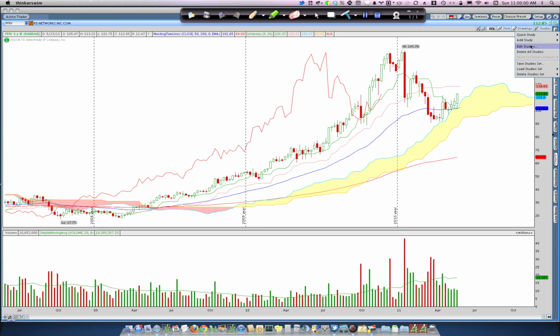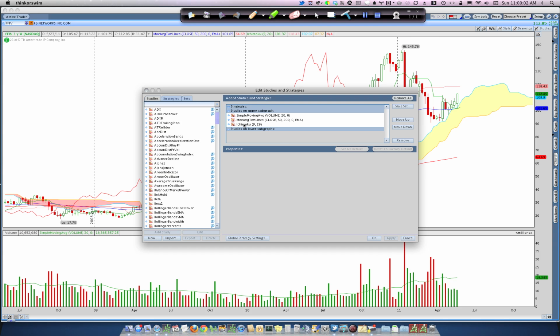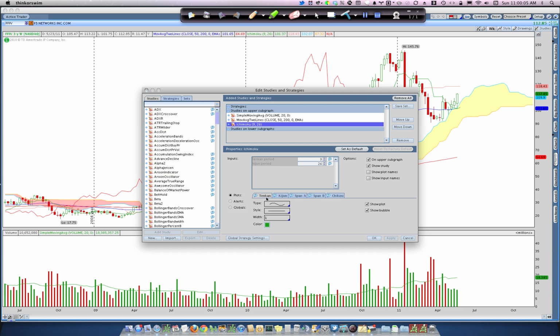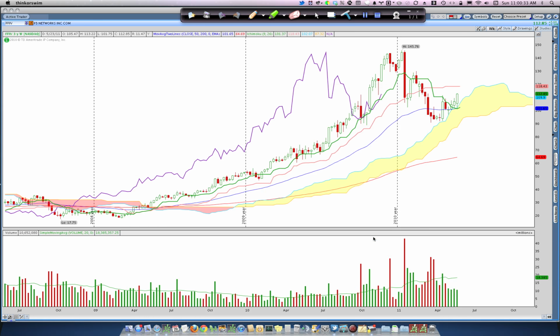Let's go into the studies and let's edit the studies. Let's take Ichimoku and let's just change our line colors. Let's take the Tenkan-sen and let's keep it green, but let's give it a 2 thickness. The Kijun-sen, we can keep it pink. Let's give it a 2. And then the Ichimoku cloud, very important. I don't like red because I use red for my 200 moving average. So I'm going to go to purple, your choice, 2, and apply. So now we can see our moving average lines a little bit better.